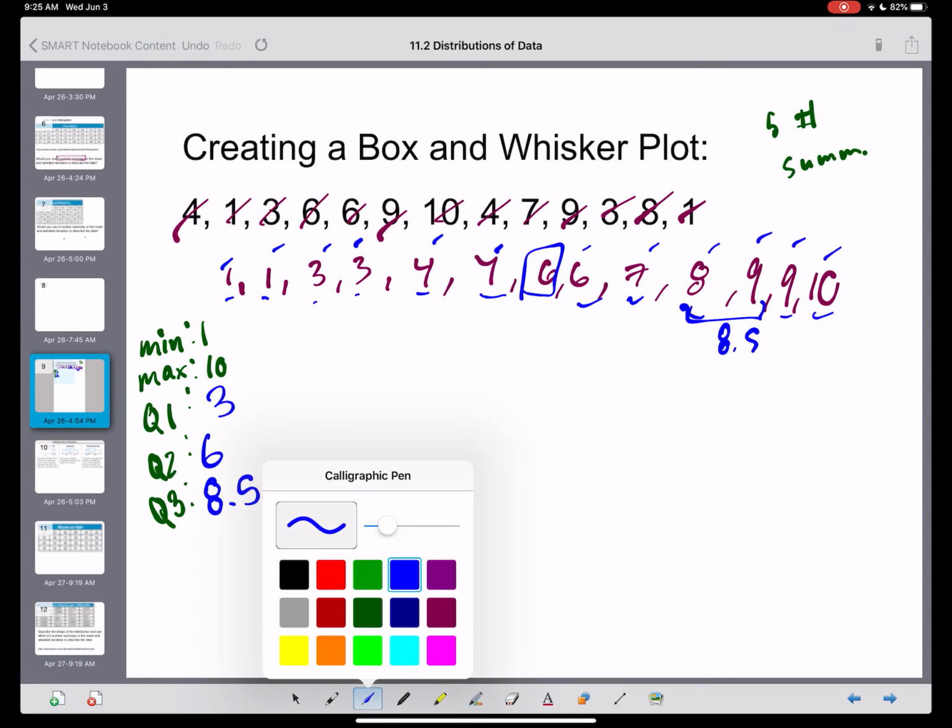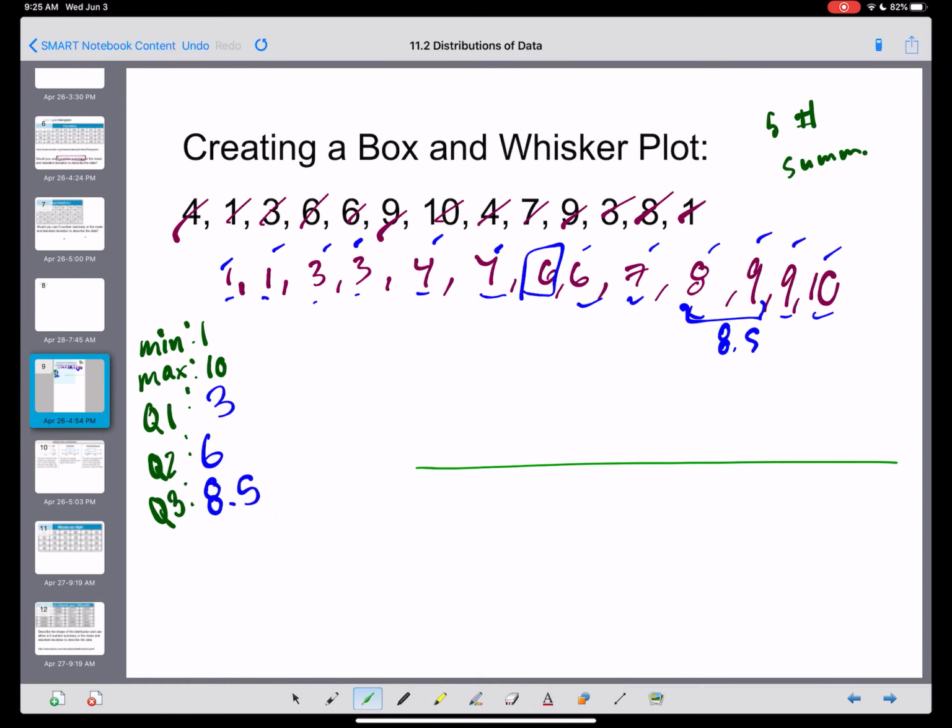So once I have that, I'm going to create a number line. Because these numbers are small, I don't have to really segment all weird. It's just 1, 2, 3, 4, 5, 6, 7, 8, 9, 10. And if your numbers are more spread apart, you should definitely space them farther apart. Like if your numbers are in the hundreds, you might want to go by tens or something like that. All right, my minimum is 1, so I'm going to put a line at 1, and the maximum is 10, so I'm going to put a line at 10.